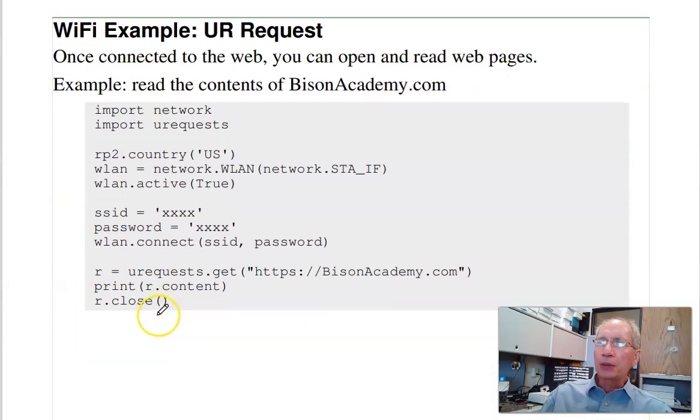Okay, next thing you can do. Once you connect to a network, I can connect to a web page. For example, if I want to read the contents of Bison Academy, I can connect to a network and do a URL request and pick your favorite web page. Once I get it, it'll echo back the contents of that page and I can print it.